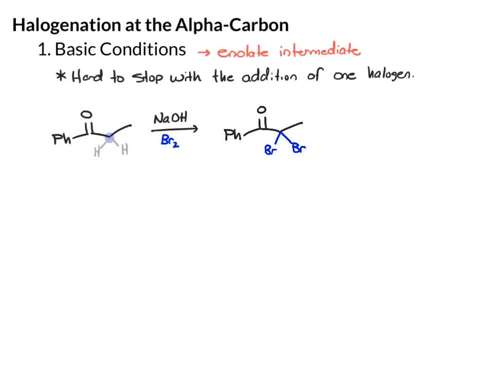So the first part of this is going to be really familiar to you. So what we do is we take our base, and the base will deprotonate at the alpha position. You can draw either resonance form of the enolate. I'm just going to put the negative charge on the alpha carbon. So I'll still leave this hydrogen in place. Here's the negative charge of the enolate.